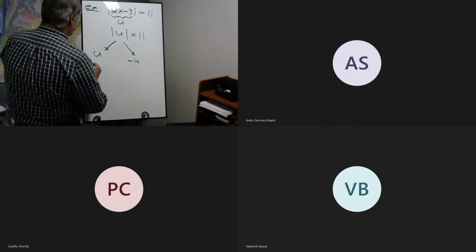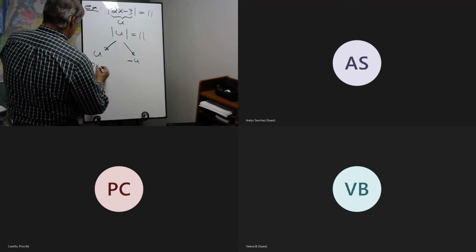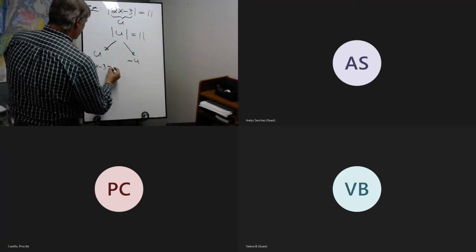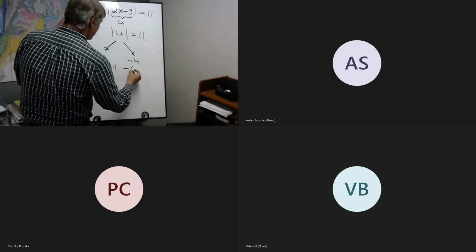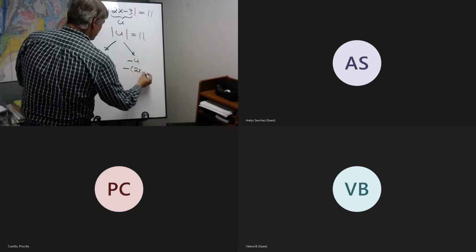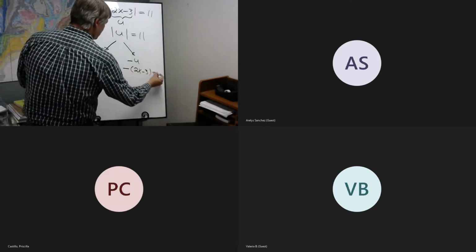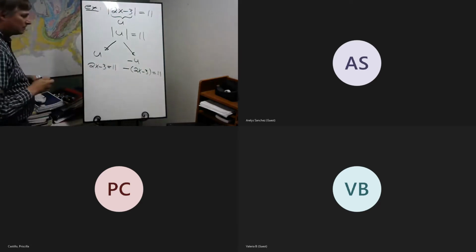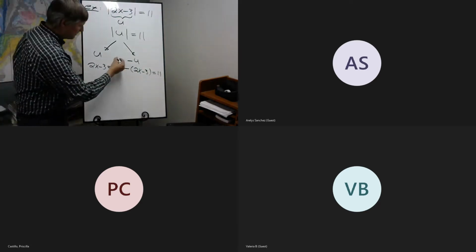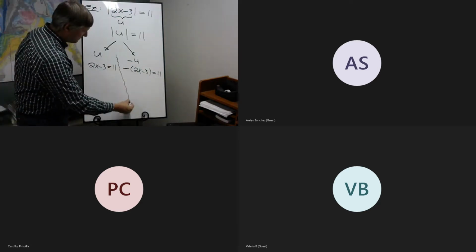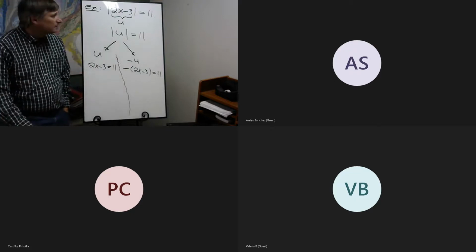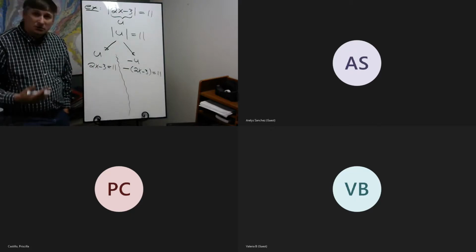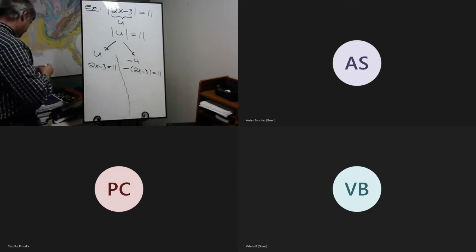So here we go. 2x minus 3 equals 11. Also, negative (2x minus 3) equals 11. So we're going to get two equations. Now let's solve the equations.